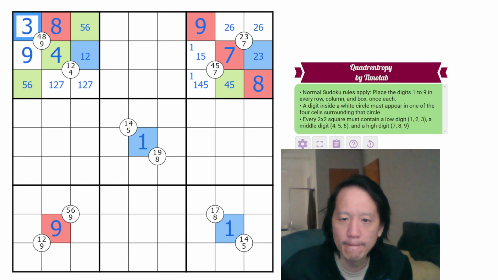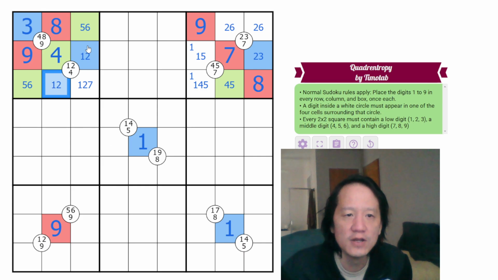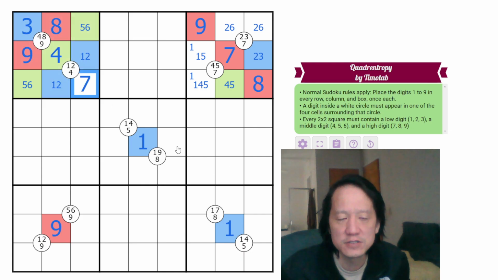This is low. This is high. We now know this is high. We have a high and two mediums in this 2 by 2 area. Therefore, we need a low here. So this has to be low, which means this cannot be 7. Where can the 7 be in box 1? It can now only be here. So this is a 7.